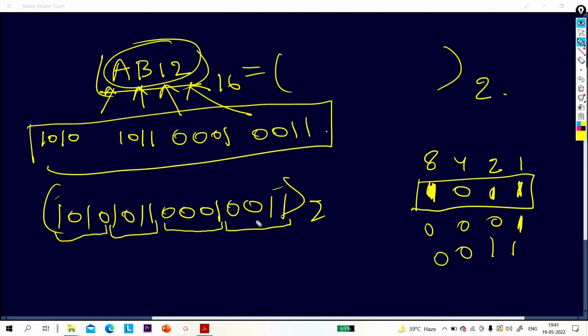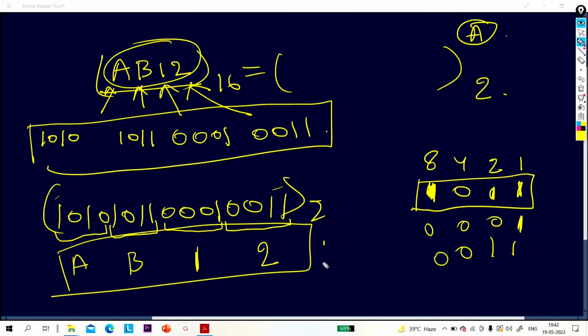Now what will be the decimal value of this binary? It will be 2. What will be the decimal value of this binary? 1. What will be the decimal value of this binary? 10. So you will write A in hexadecimal, right? Sorry, this one is 1 0 1 1, it's 11, which means in hexadecimal you will write B, and this one is 10, which means A. So this is how you will convert hexadecimal into binary and binary into hexadecimal, right?